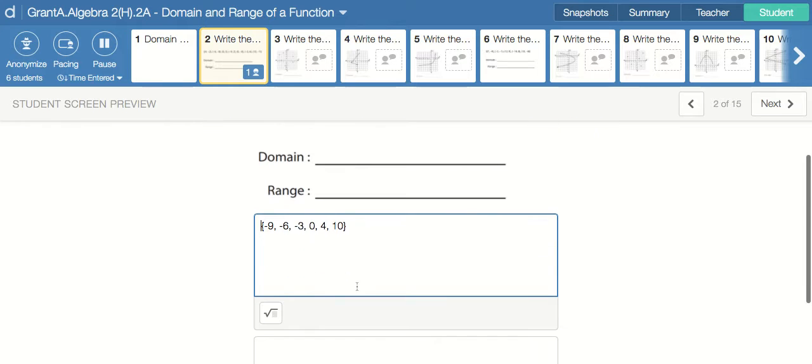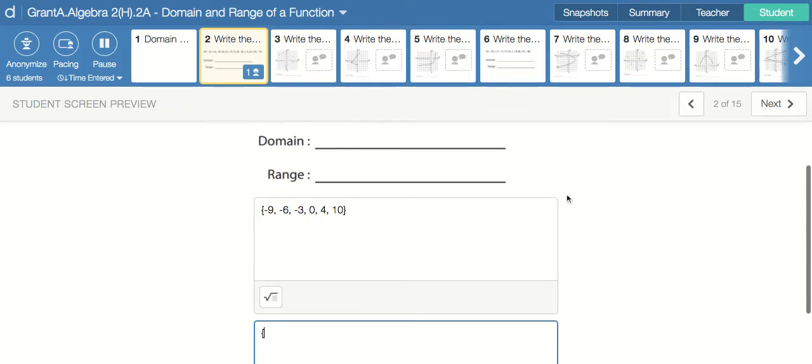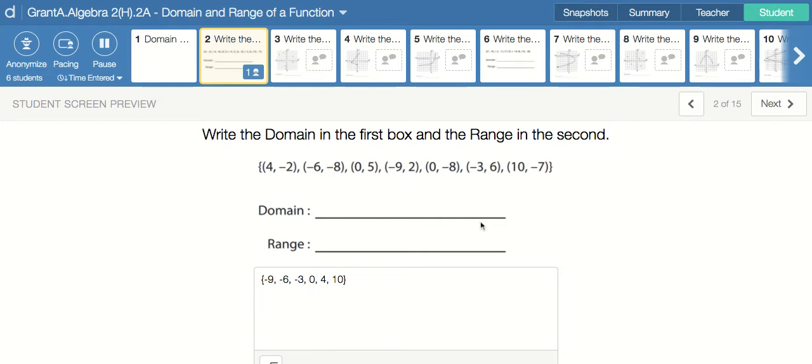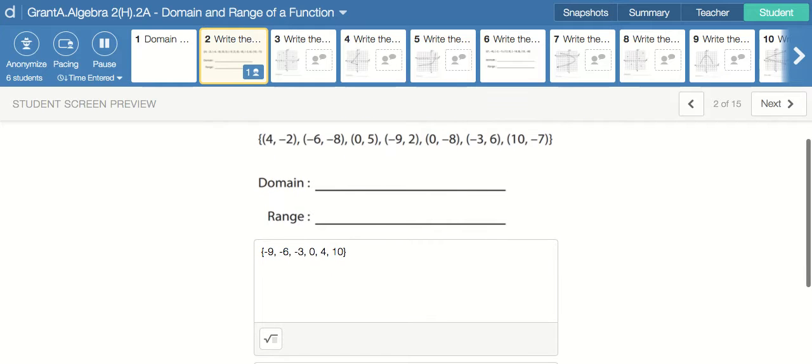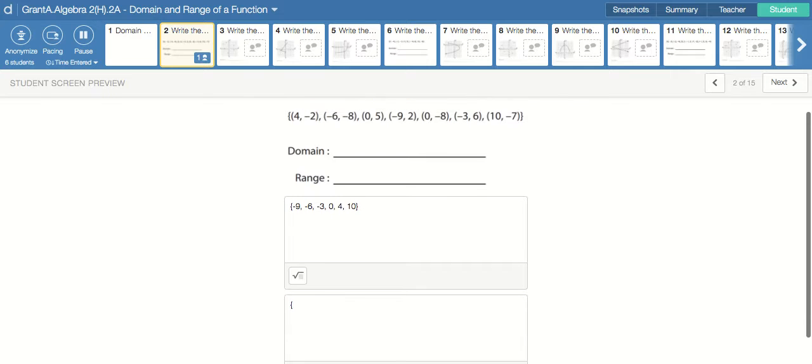We're going to do the same thing for the range, but we know the range is the list of all y values. So I'm going to do the same thing. I'm going to write them in numerical increasing order, all of the y values, and I don't want any that repeat. So my y values are -2, -8, 5, 2, another -8, 6, and -7. So if I want to write them in numerical order, I'm just going to zoom out so that I can see a little bit easier.